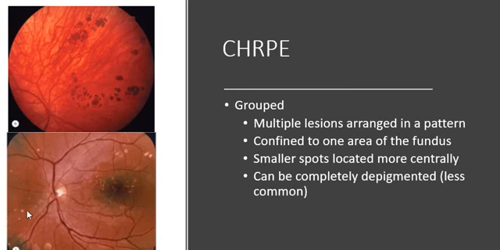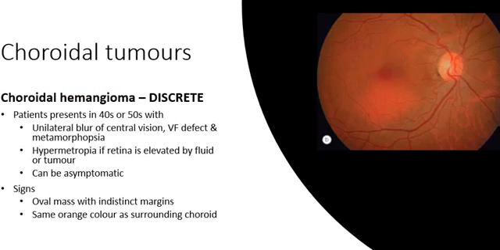If the bear tracks or the chirpies are depigmented, as it is in this image below, then we call this polar bear tracks because they're white, as opposed to ordinary bear tracks, which are the dark pigmented lesions. Smaller spots tend to be located more centrally, and as I said, they can be depigmented completely, but this is less common. You're more likely to see these bear track pigmentation chirpies if they're in a group.